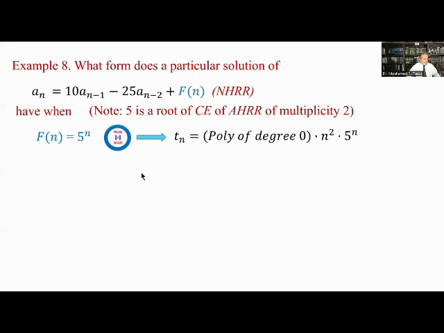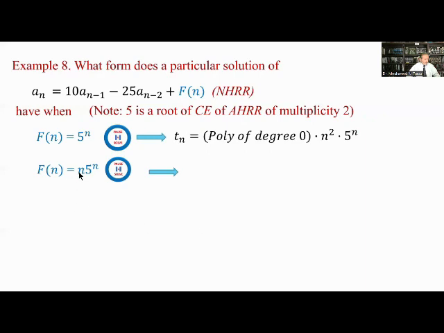Here's the answer: a polynomial of degree 0, because I don't have a polynomial here, which is like a constant, and then n squared times 5 to the power n. Why n squared? Because 5 is a root of multiplicity 2. Now this one, pause and solve. Let's see now what you got.